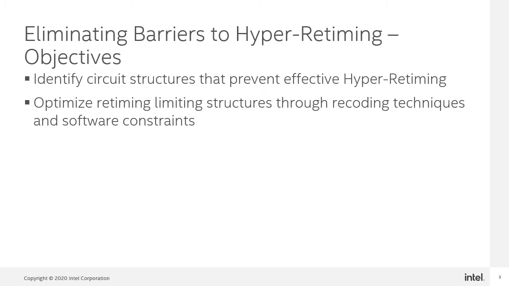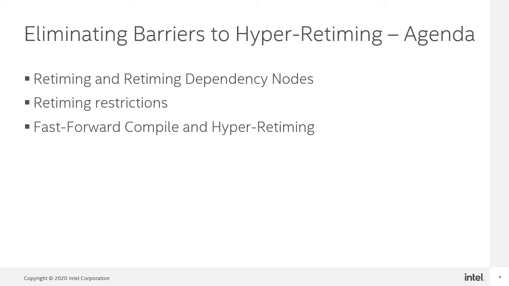By the end of this training, you will be able to identify common circuit structures that limit hyper-retiming. You will also learn techniques you can use to optimize these structures, including code changes and Quartus software constraints. During the training, we will first talk about retiming, how it is performed, and the impact of design structures called retiming dependency nodes. Then we will discuss restrictions that serve as barriers to retiming and in many cases how to remove them. Finally, we will look at how you can use fast-forward compile to analyze the effects of hyper-retiming on your design.